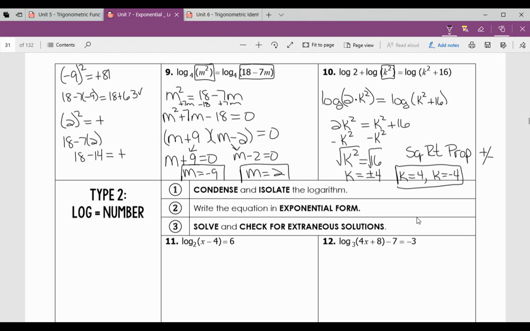All right, so that's where we're going to stop for today. All right, I hadn't put it in there yet.